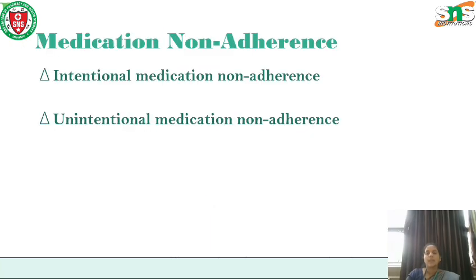So in medication non-adherence, the non-adherence can occur either intentionally or non-intentionally. Intentional medication non-adherence can simply be defined as an active process whereby the patient chooses to deviate from the treatment regimen. Whereas unintentional medication non-adherence is a passive process in which the patient may be careless or forgetful about adhering to the treatment regimen.